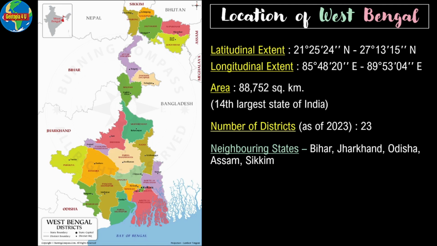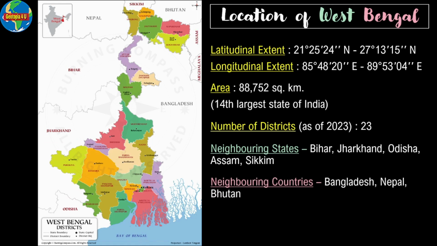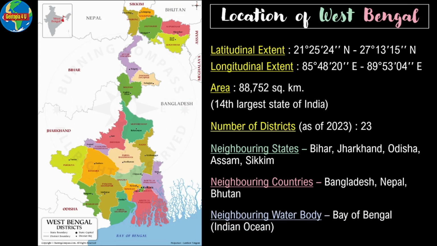Neighboring states: Bihar, Jharkhand, Orissa, Assam, and Sikkim. The neighboring countries of West Bengal include Bangladesh, Nepal, and Bhutan. The neighboring water body includes the Bay of Bengal, which is a part of the Indian Ocean.